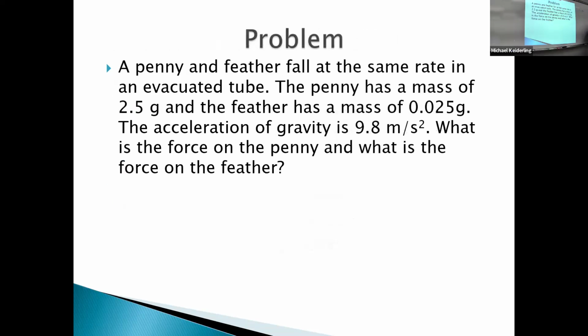So here, if you have a penny and a feather that fall at the same rate in an evacuated tube, the penny has a mass of 2.5 grams and the feather has a mass of 0.025 grams. The acceleration of gravity is 9.8 meters per second squared. What is the force on the penny and what is the force on the feather? We'll give you a minute or so to work on this. This will require converting to kilograms. Remember that there are 1,000 grams in a kilogram.